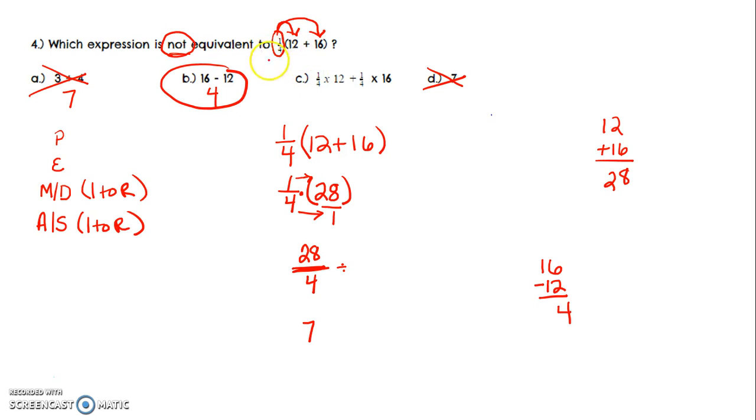So I knew C was actually equivalent to this because C is 1/4 times 12 plus 1/4 times 16. That just shows our distributive property. So I knew C was going to be equivalent. All right, so B is the one that's not equivalent. Hopefully that helped.